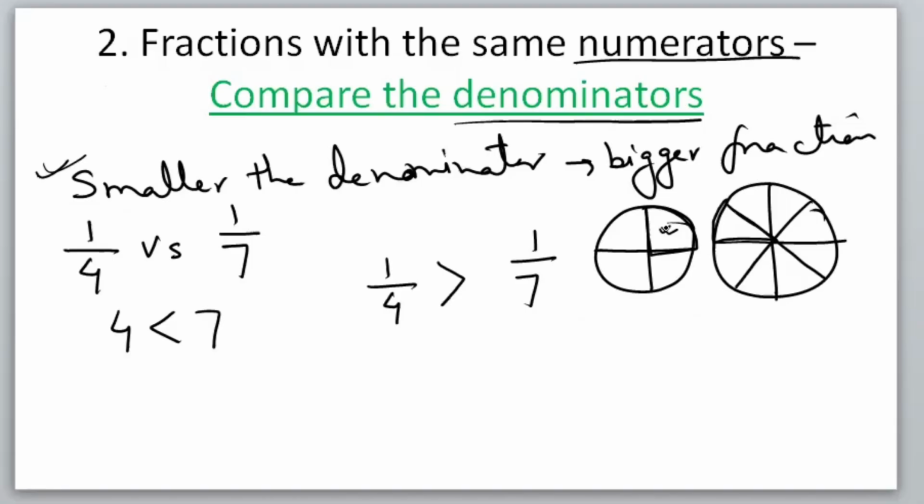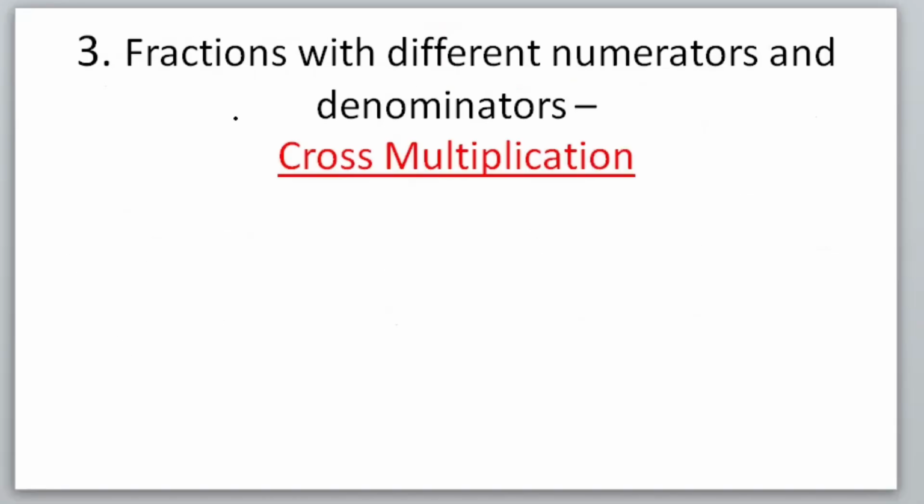Now let's go and check the third one. The third one says fractions with different numerators and denominators. Here, both numerators and denominators are different. In the first one, denominators were the same. In the second one, numerators were the same. And now it says fractions with different numerators and different denominators. So if the fractions have different numerators and denominators, how can we order and compare? Then we have to use cross multiplication.